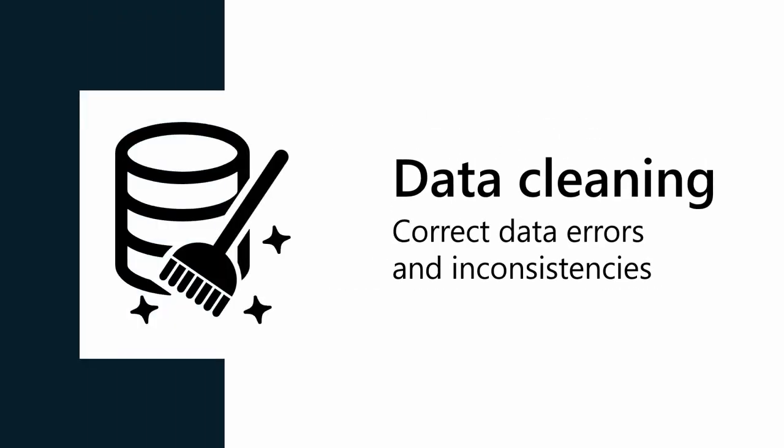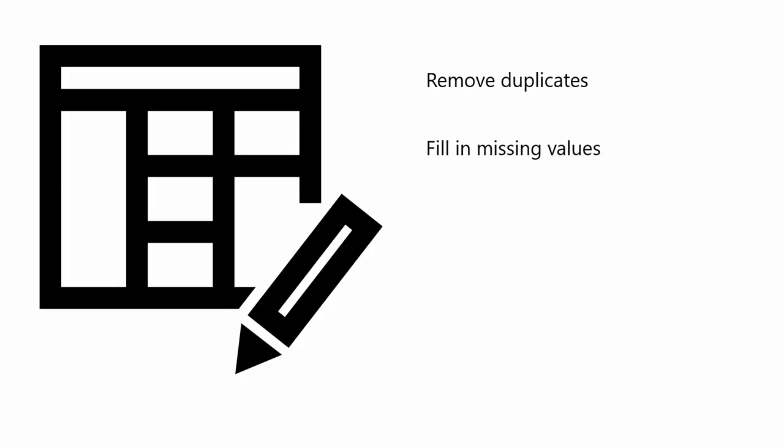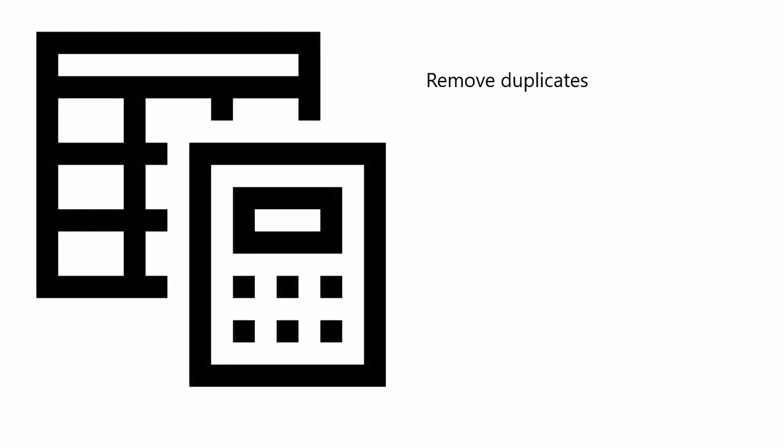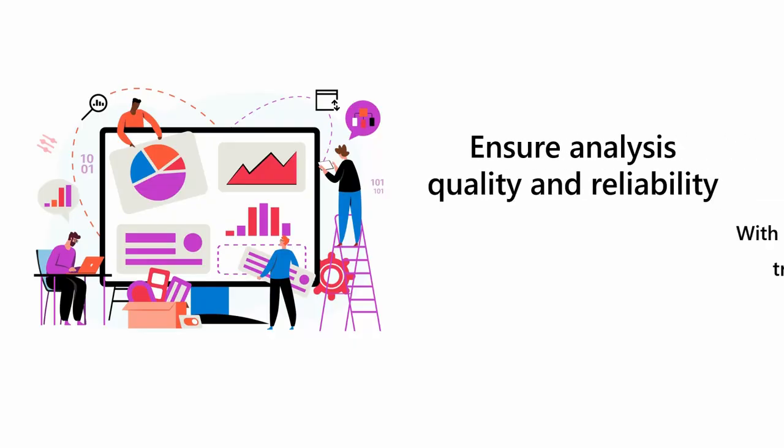Data cleaning is the process of identifying and correcting errors and inconsistencies in datasets. This includes removing duplicate entries, filling in missing values, and fixing incorrect data types. Data transformation involves altering the structure, format, or values of the data to make it more suitable for analysis. This may include aggregating data, converting data types, or normalizing values. Both cleaning and transformation are crucial to ensure the quality and reliability of your analysis.